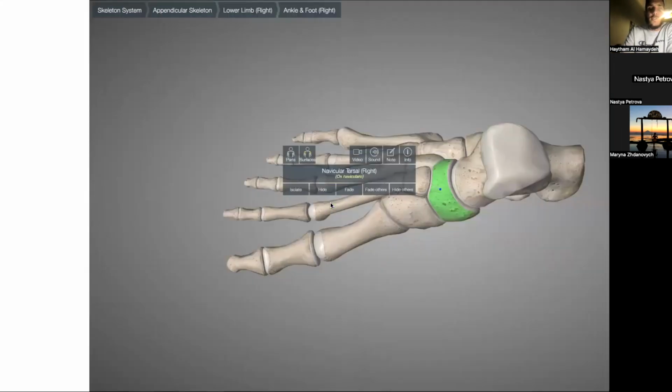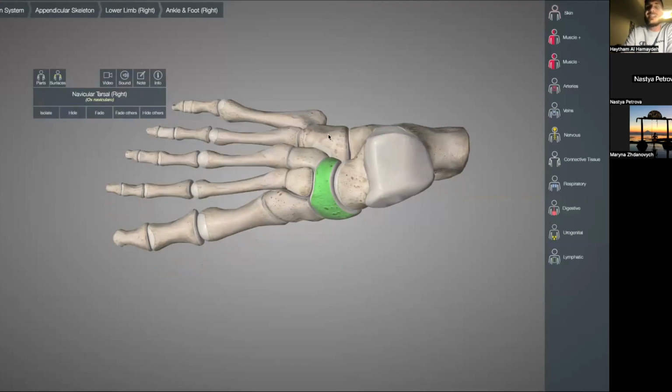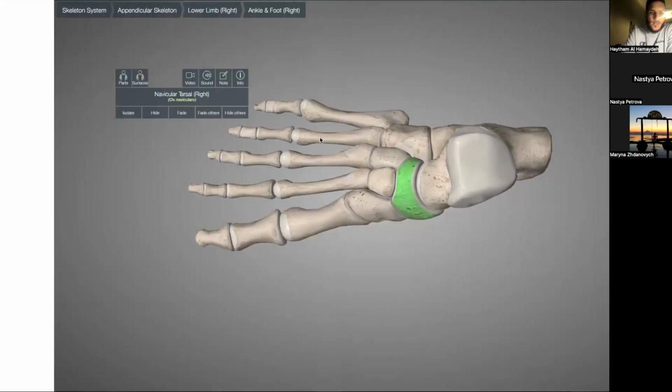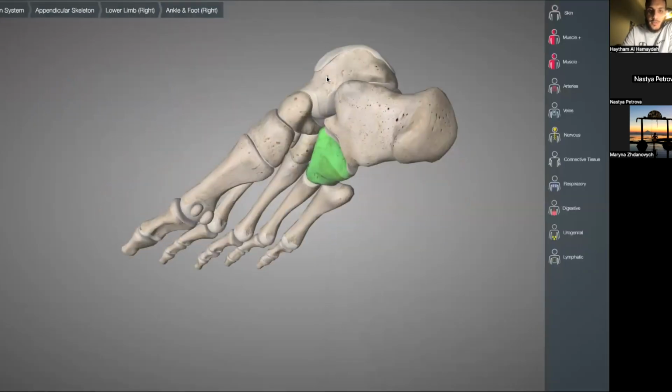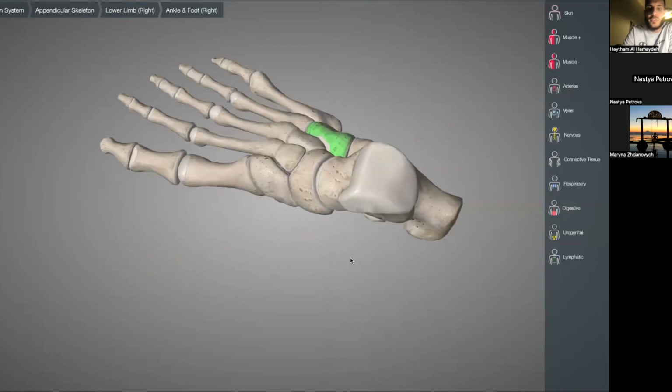Now we have the distal group, or distal row, of the tarsal bones, which is made up of the medial cuneiform, intermediate cuneiform, lateral cuneiform, and the cuboid. The cuboid has a groove on it inferiorly that is an attachment of the tendon of fibularis longus. Fibularis longus attaches here on the cuboid inferior surface.